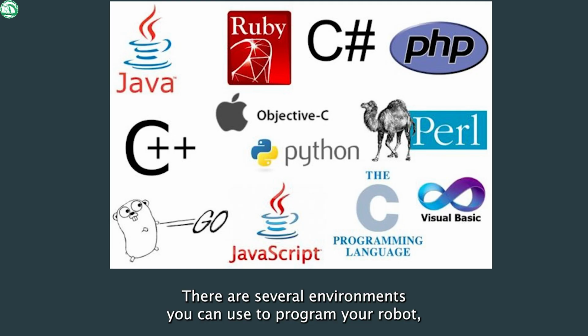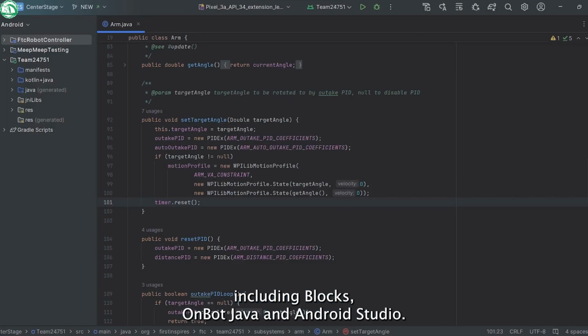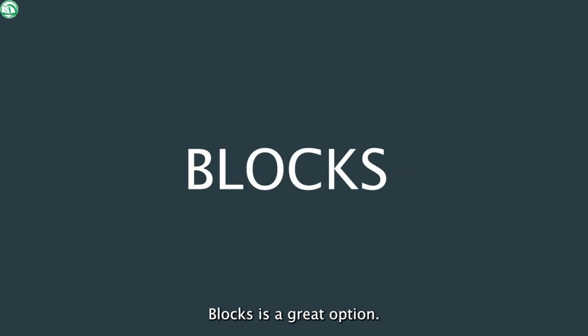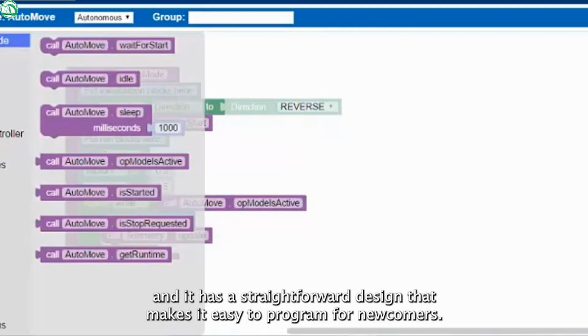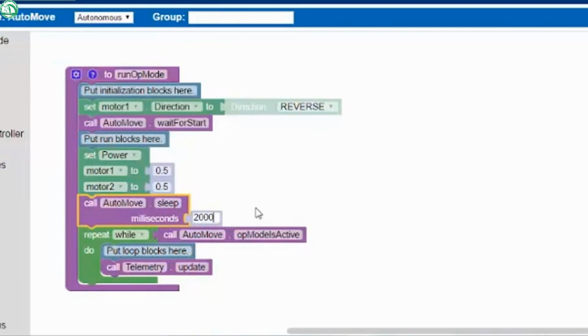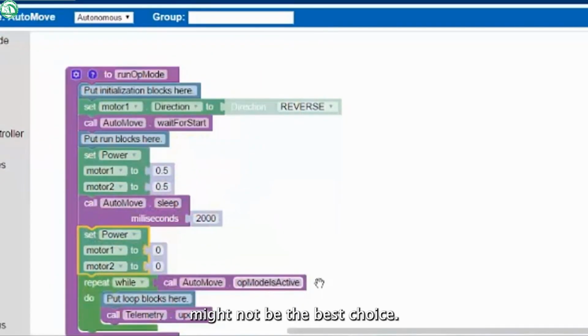There are several environments you can use to program your robot, including Blocks, Onboard Java, and Android Studio. For teams that are absolute beginners, Blocks is a great option. It's a simple way to code basic actions for your robot, and it has a straightforward design that makes it easy to program for newcomers. However, if you need more functionalities in your code, Blocks might not be the best choice.